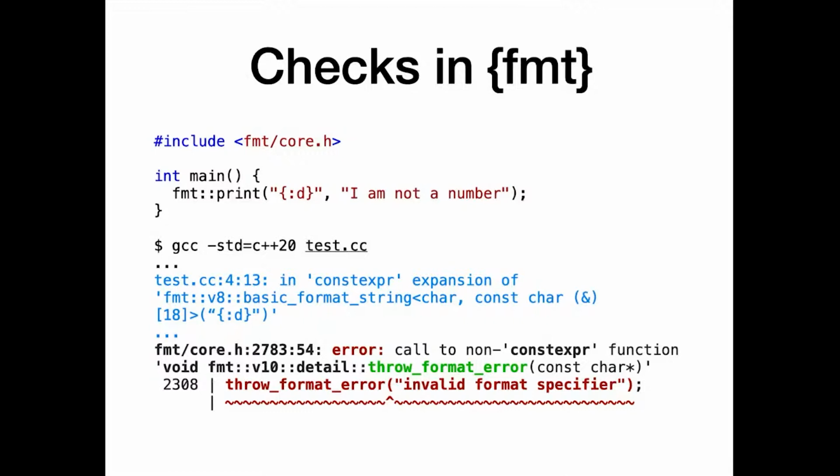So how does it work in {fmt}? The compile time checks are enabled by default in C++20. This is an illustration of the same example as before. We take a string, try to print it as an integer, and if you use C++20, it will give you a compile time error.